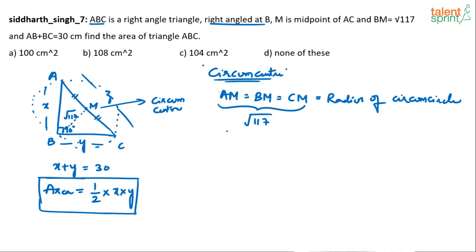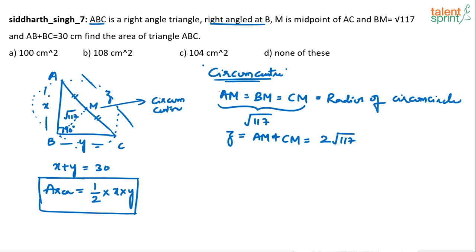So can we find out Z from this? Can I say Z is equal to AM plus CM, which is equal to 2 times root 117? Yes or no? Z equals 2 times root 117, right? This length, hypotenuse Z, is AM plus CM. So twice of root 117.